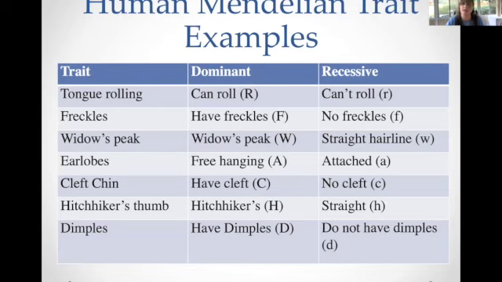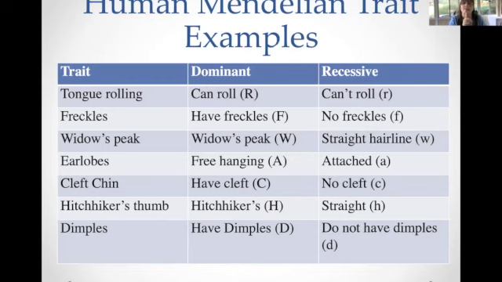Then, of course, we've already talked about freckles. We have widow's peak. Widow's peak is where your hairline kind of peaks down. Earlobes, if they're free hanging, that means there's some space here. This is the dominant trait. Attached means it's like that, and so it attaches straight here. There's no actual loose lobe. That is a recessive trait.